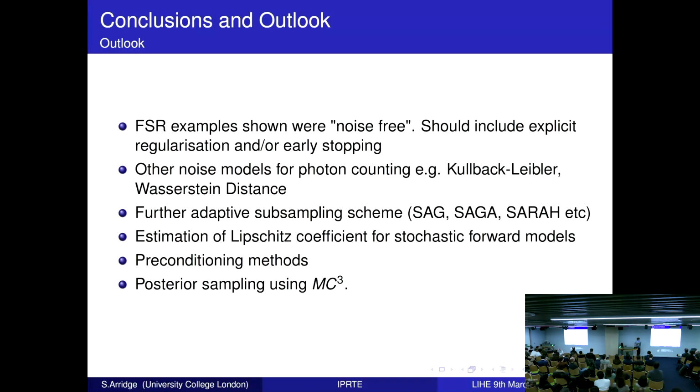Also, this L2 distance is not really the correct one. Of course, we would think of Kullback-Leibler as a difference of distributions, but since we have just sets of particles, we probably should consider Wasserstein distance as well. And then when we are in this adaptive subsampling, as we heard a couple of talks ago, there's a long list of adaptive subsampling schemes like SAG, SARAH, SAGA, and so on. I didn't mention that ideally we know the Lipschitz coefficient of the forward problem. How do you estimate that for stochastic forward problems? We don't really know. We could include preconditioning, we didn't.